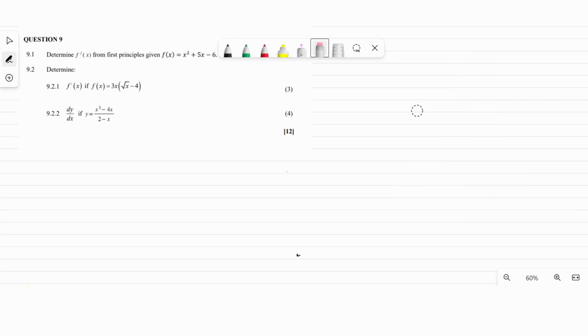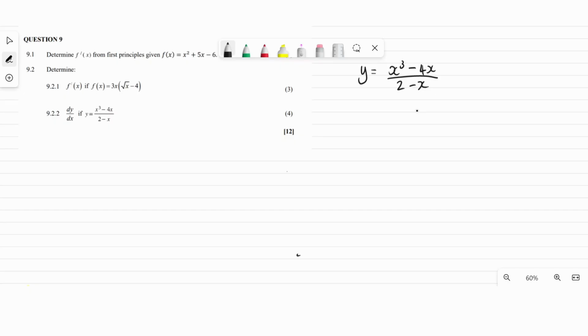Then 9.2.2 says find dy over dx if y is equal to, then they give us a function. So dy over dx and f prime, same thing. We're finding the derivative, right? But now it is in terms of y, they gave us our function as y, so we know that y is equal to... before we differentiate it, I want to simplify it, meaning getting rid of the denominator so that it's easy to use the rules of differentiation.